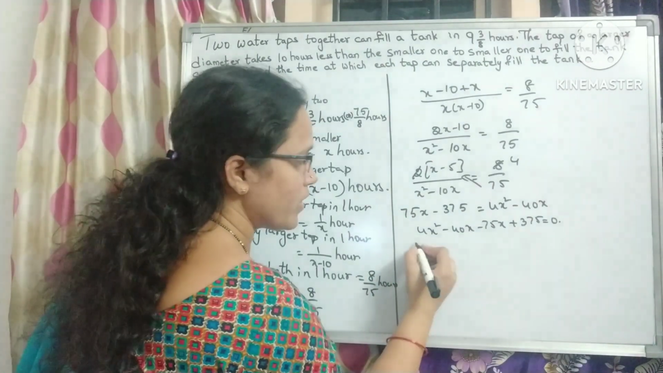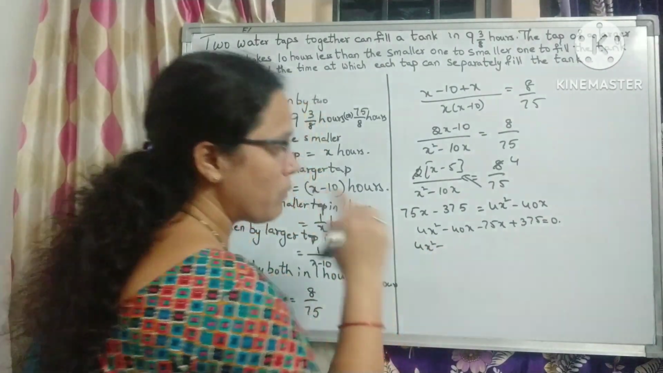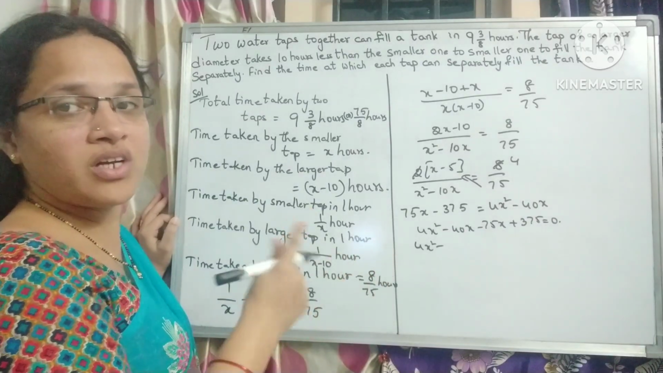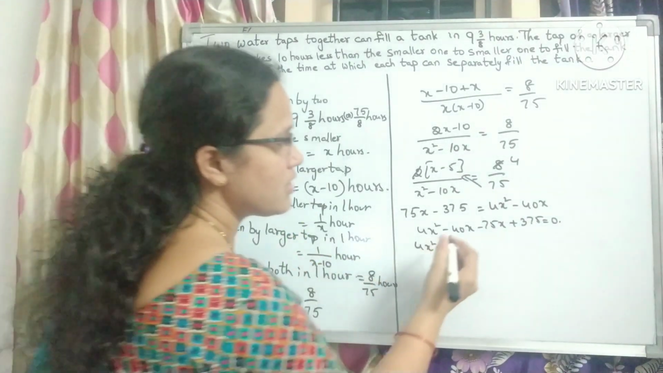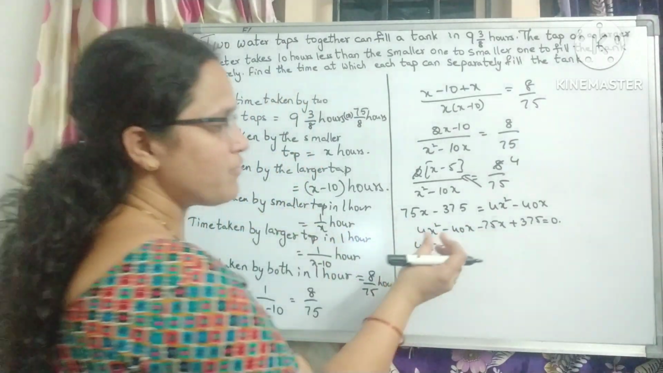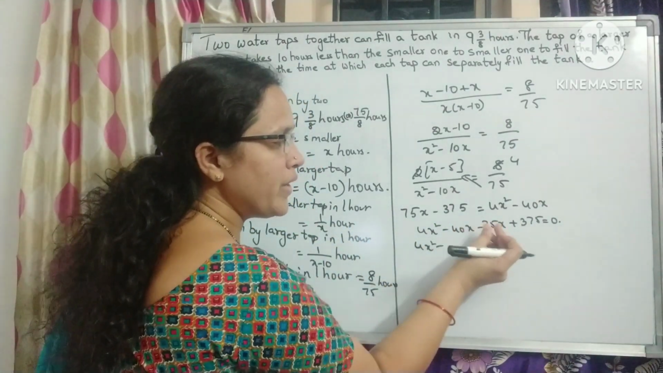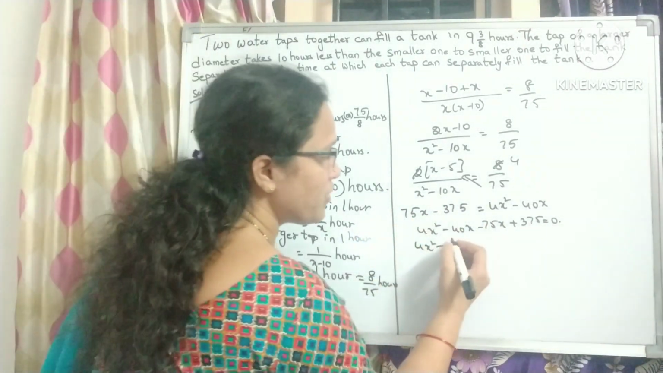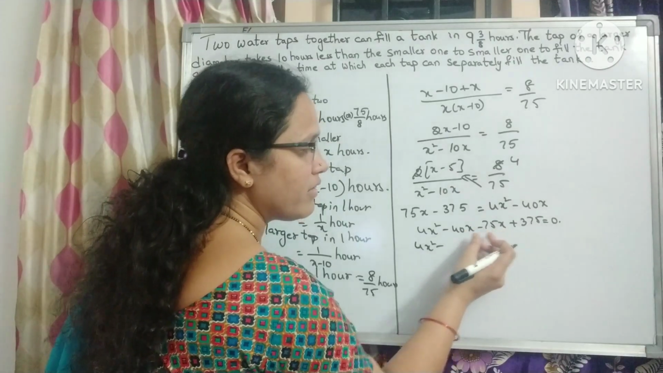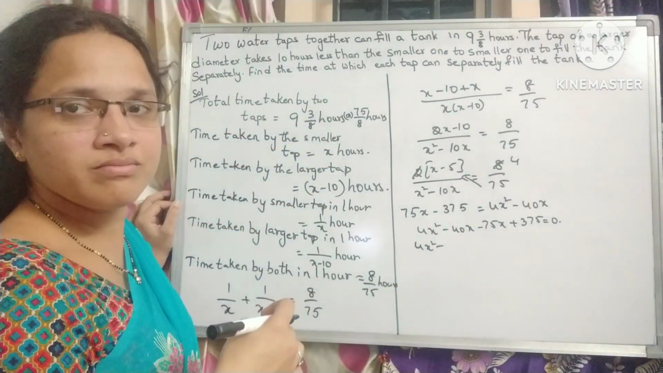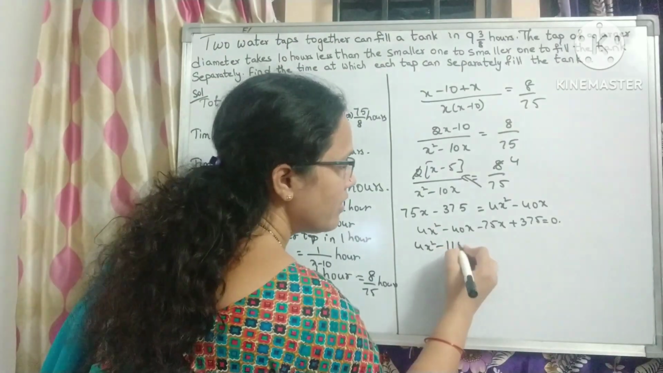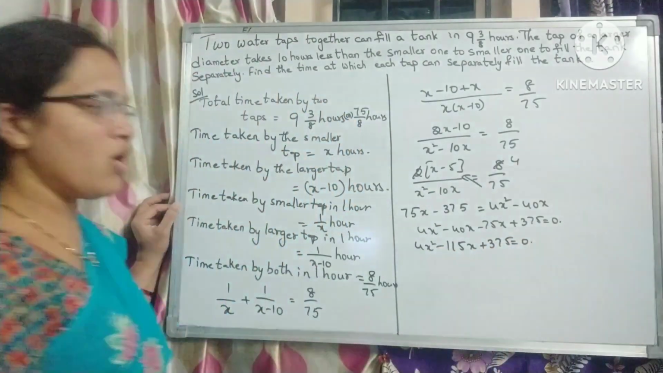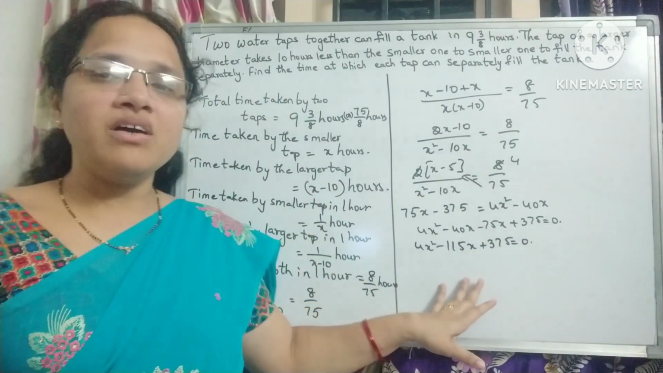Now 4x square minus, now both are having the similar sign, yes or no? So 40 plus 75, what is 40 plus 75? Children, if you just add 25 to that, it will become 100 here. So what will remain in 40? 15. So it becomes 115x plus 375 equals 0.